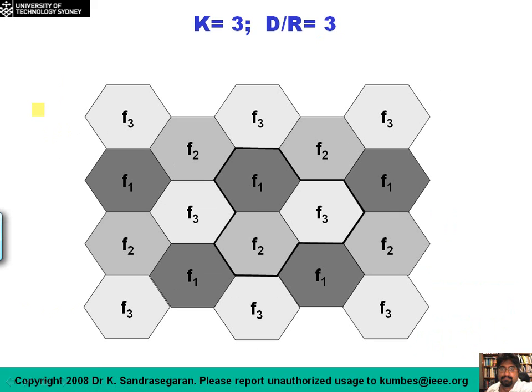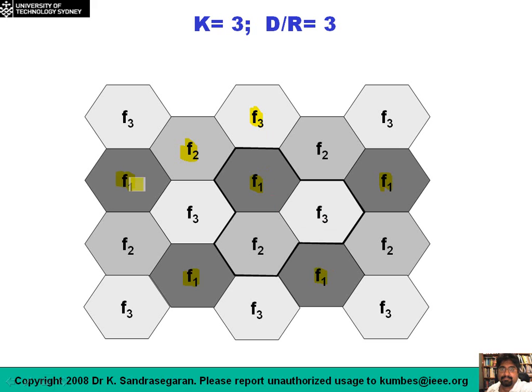Okay, let's do some examples, because this will probably illustrate. Imagine that we have three frequencies: F1, F2, and F3. In this cell we're using F1, in this cell we're using F2, and in this one we're using F3. So these three frequencies are being reused. F1 is reused here, here, and here. You can see that it's being reused in non-adjacent cells.